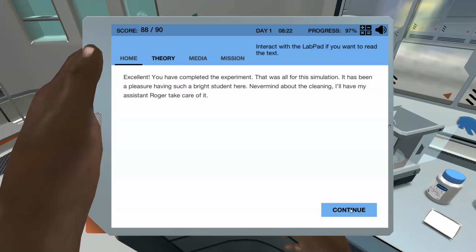Excellent! You have completed the experiment. That was all for the simulation. It has been a pleasure having such a bright student here. Never mind about the cleaning, I'll have my assistant Roger take care of it.